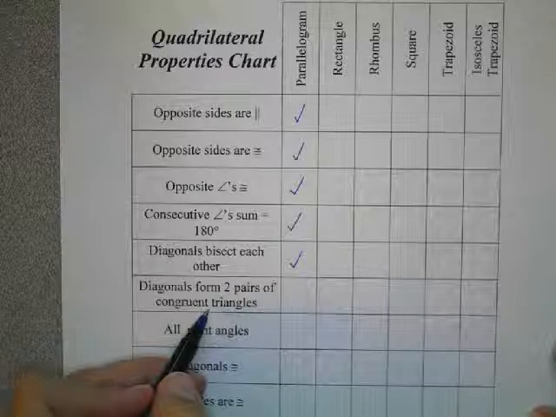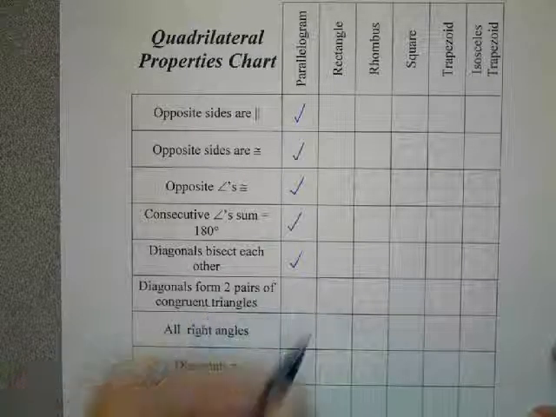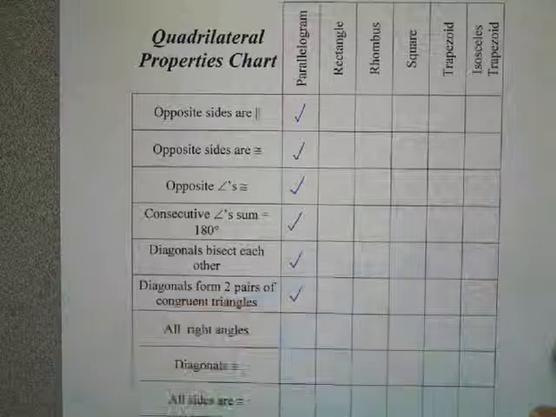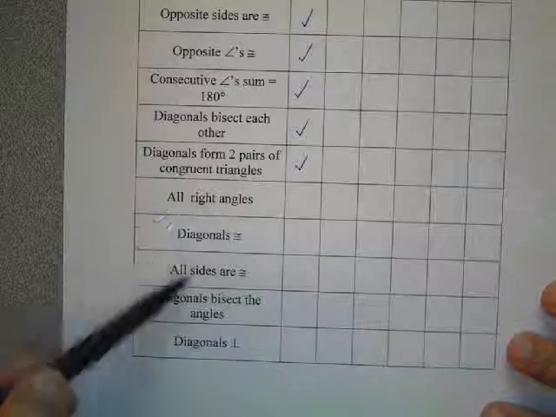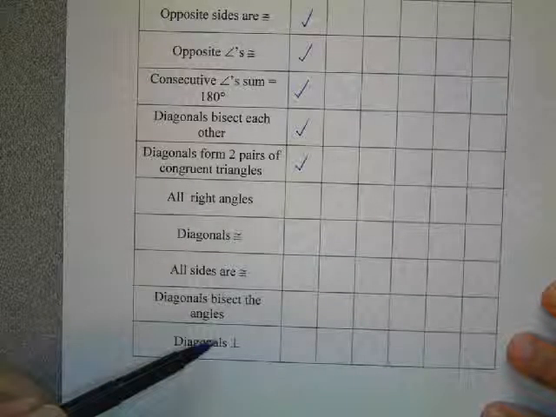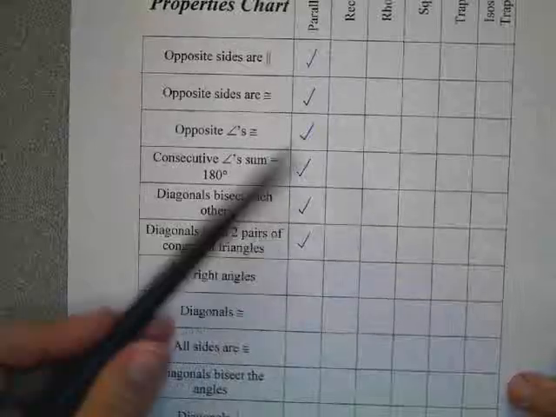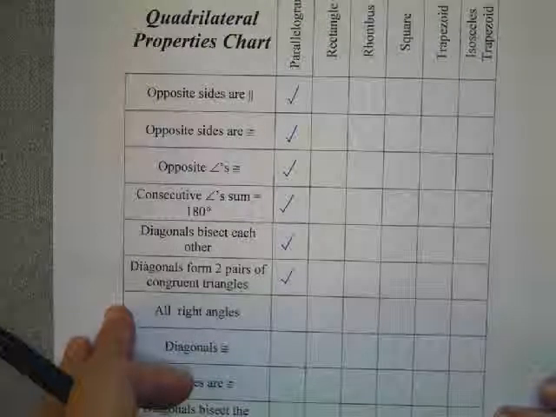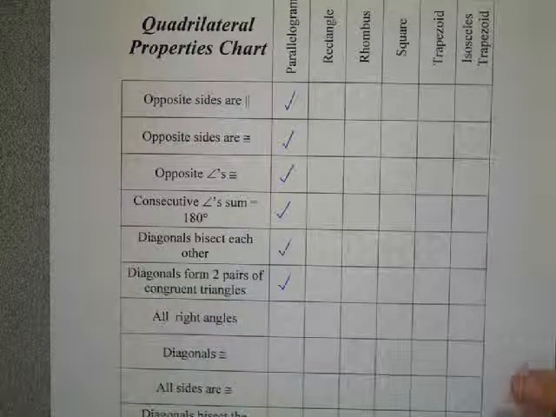And the diagonals will also form two pairs of congruent and isosceles triangles. These other characteristics belong to some types of parallelograms, but not all. So the one that we've checked is enough to have a quadrilateral be a parallelogram.